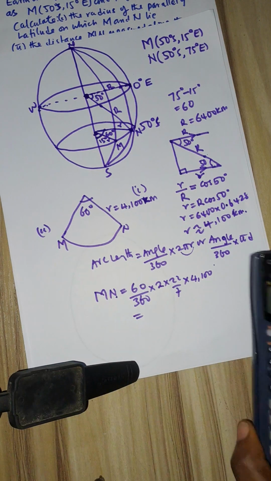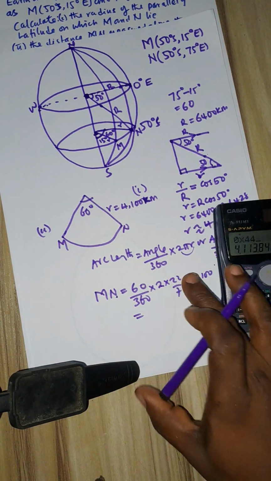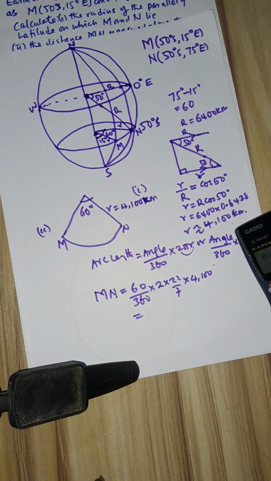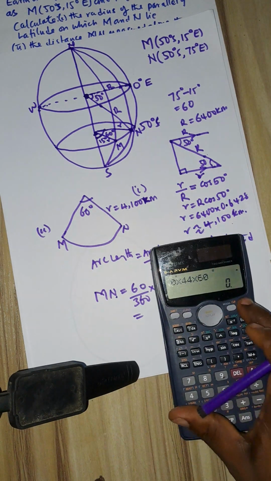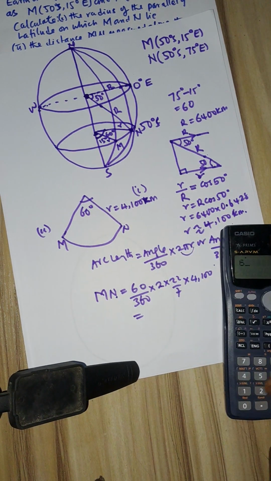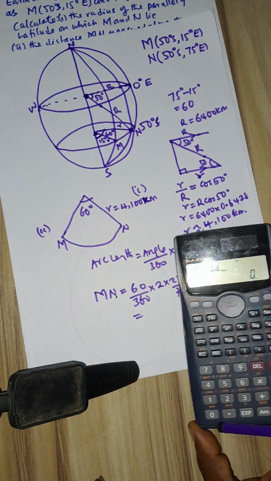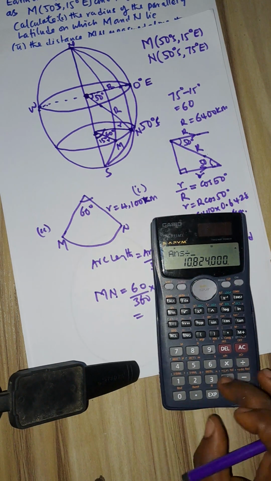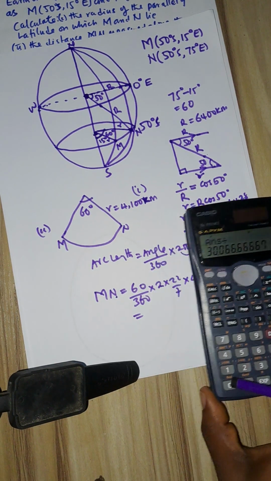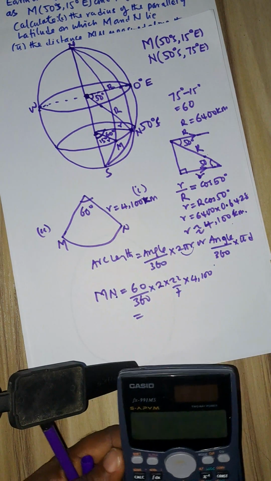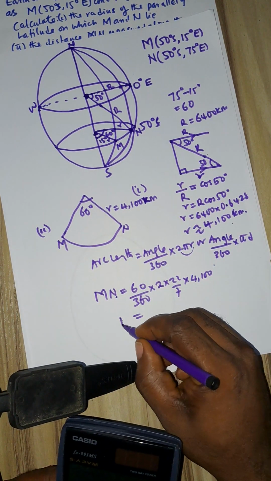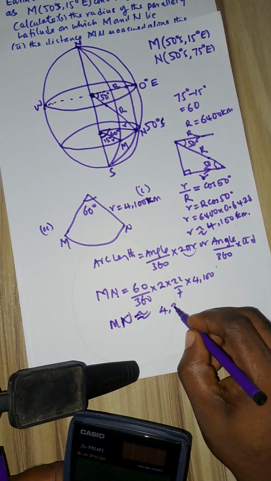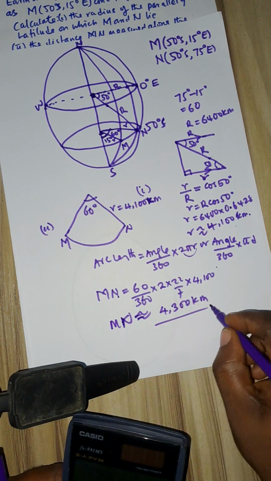And that gives us, on the calculator, 4,100 times 44, which is 2 times 22, times 60, divided by 360, divided by 7. This gives us approximately MN is approximately equal to 4,300 kilometers. Thank you very much.